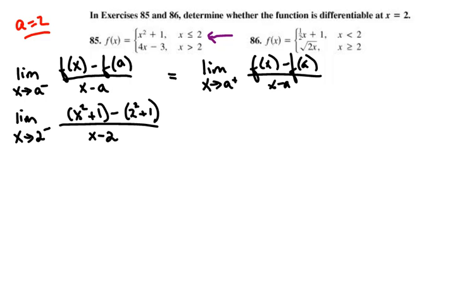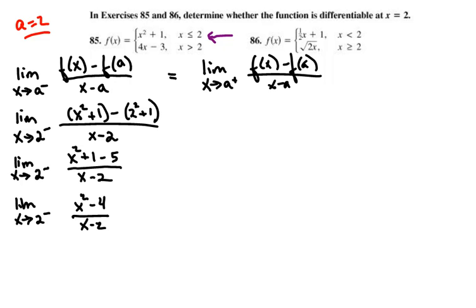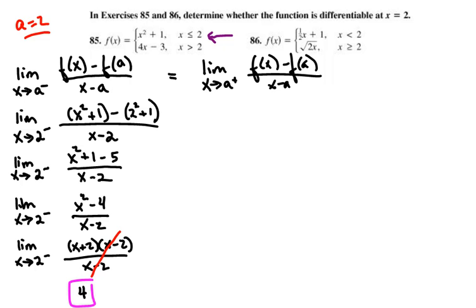Simplifying, you get the limit as x approaches 2 from the left of x squared plus 1 minus 5 over x minus 2. One more step of simplification gives us the limit as x approaches 2 from the left of x squared minus 4 over x minus 2, and that factors to be x plus 2 times x minus 2. The x minus 2 terms cancel, and you get the limit as x approaches 2 from the left of x plus 2. We plug and chug and get 4 as the limit there. So that's the limit, basically, of the secant lines as we approach x equals 2, and that's 4. Alright, then we're going to test to see whether that limit is equal to the limit as we approach from the right.